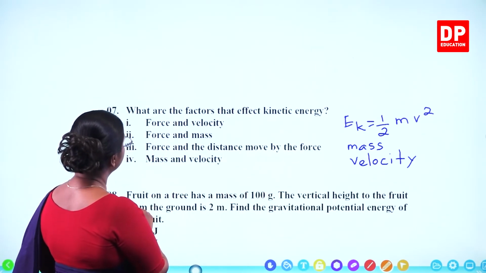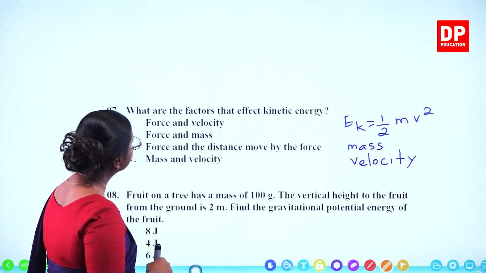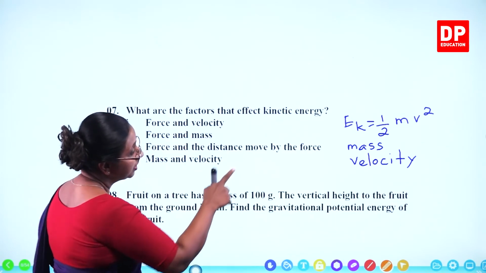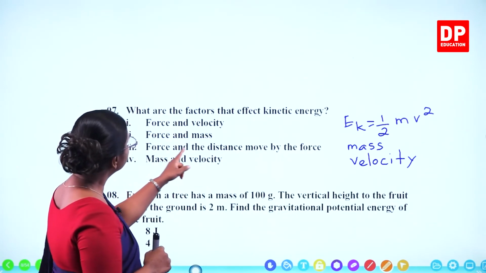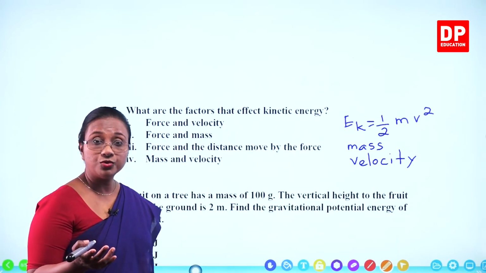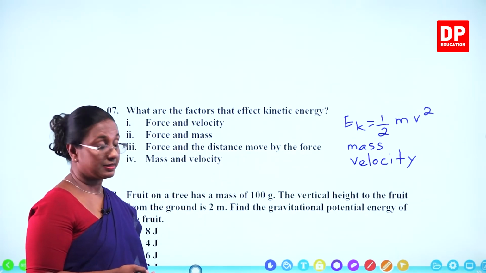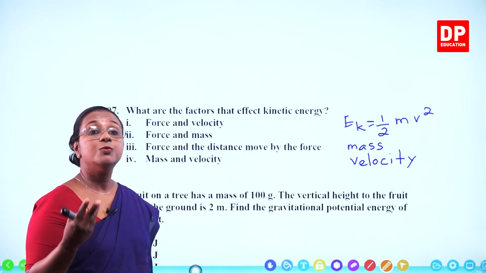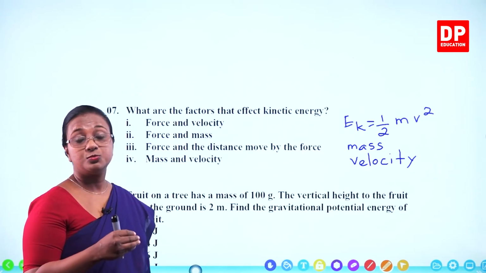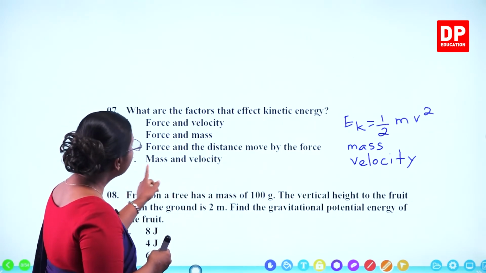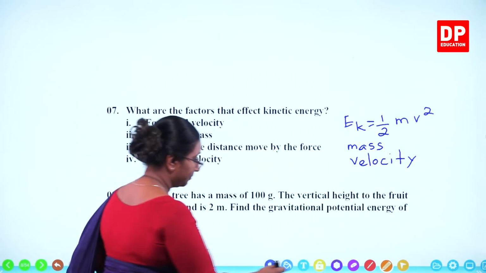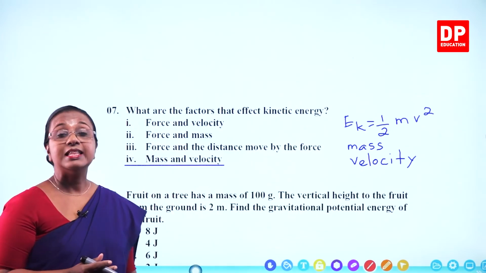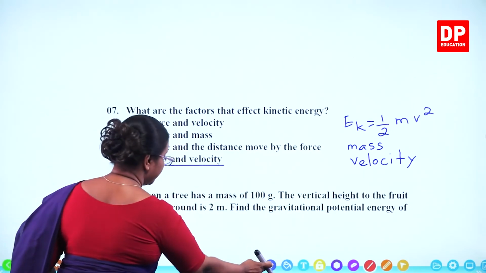If we look at the answers. So these are for the factors that affect kinetic energy, force and velocity. It's not force, it has to be mass. Force and mass, there is no effect of force, it should be the mass. Force and the distance moved by the force, no, that is for the work done. Force into distance moved by the force is work done. Mass and velocity, that is correct. Mass and velocity, those are the two factors that affect kinetic energy.